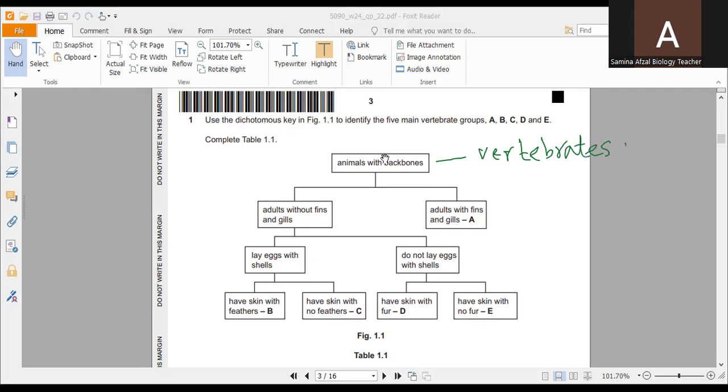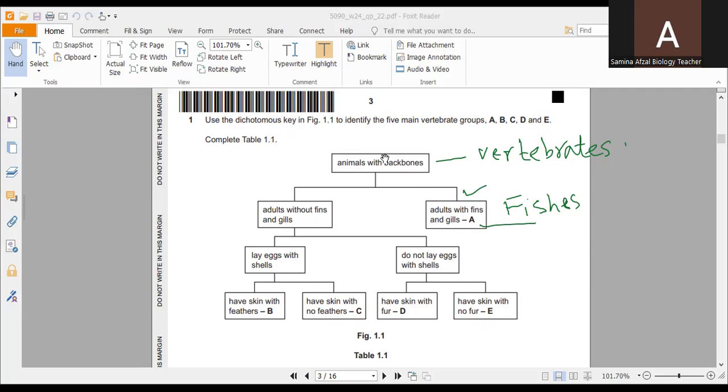So now the vertebrates are further divided into two parts, that is the adults without fins and gills, and on the other hand adults with fins and gills. A, you know, the adults with fins and gills are only present in the fishes. These are the characteristics of the fishes, that they need gills because they live in water and they have to respire and breathe through water. So they need fins and gills.